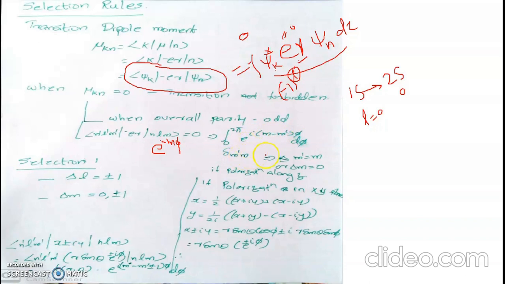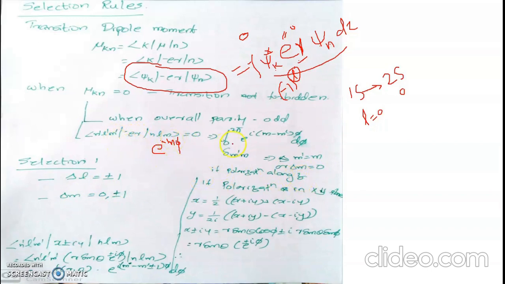And this will have a non-zero value when m prime equals m. That means when the change in m between the initial state, ket m, and the final state, ket m prime, corresponding to the transition, is 0. So there will be a transition if and only if delta m equals 0. And this derivation is valid when the polarization is along the z direction.